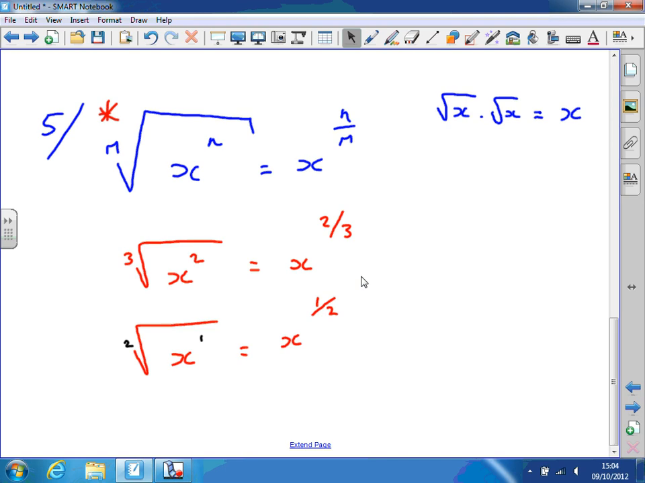And this is the tortuous logic bit. The square root of x is a number which, if I multiply it by itself, gives me that number. So the square root of 9 multiplied by the square root of 9 gives me 9. What's the square root of 9? 3. So 3 times 3 gives 9. The square root of a number is the number which, when you multiply it by itself, gives that number. So this must be true. The square root of x times the square root of x is x to the 1.